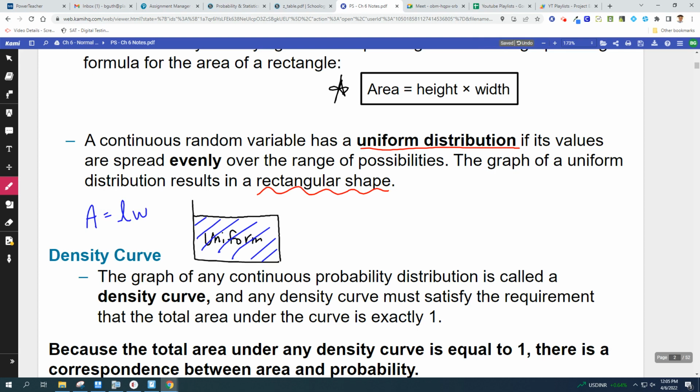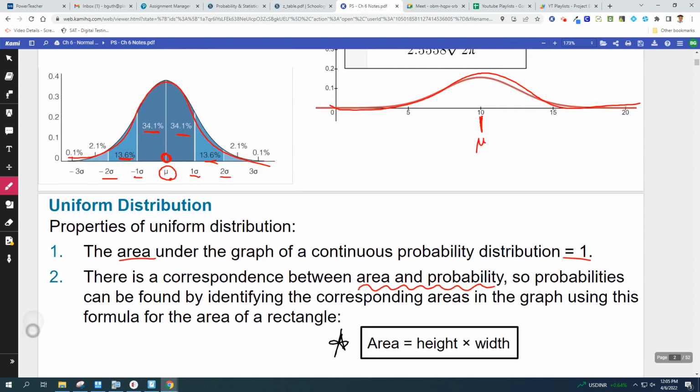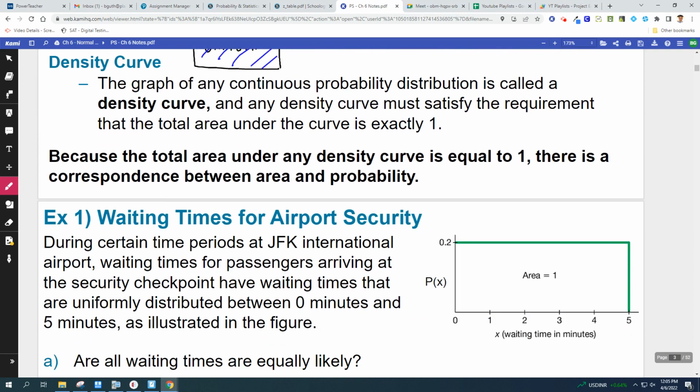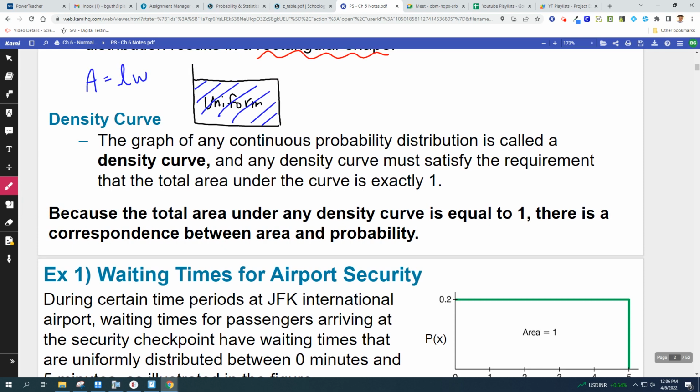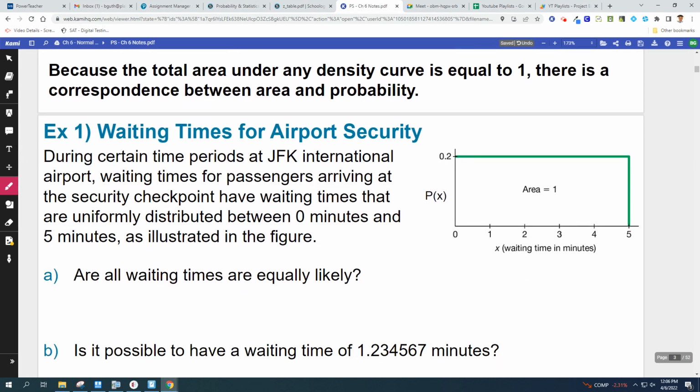Now keep in mind, that's not the same thing as the normal distribution. The normal distribution is this curve. The uniform distribution is this rectangle. So our density curve is just whatever this graph is, whether it's a rectangle or a bell shape. And we know the area is exactly 1. We're going to use that a lot. Because the total area under the curve is equal to 1, there's a correspondence between area and probability. So there's that again. When we talk about area under the curve, we're talking about probability.